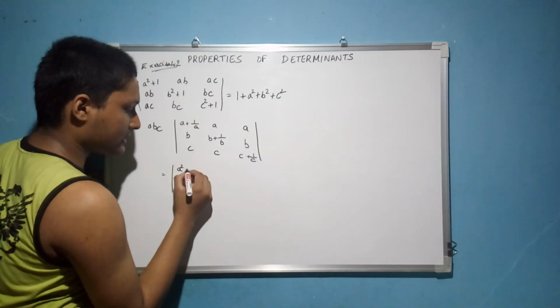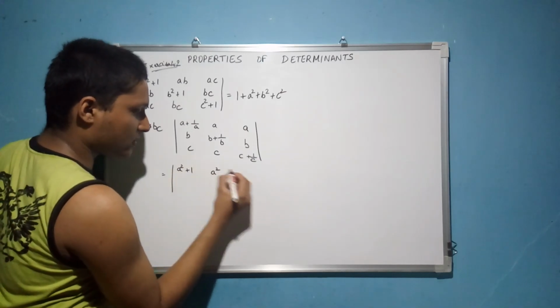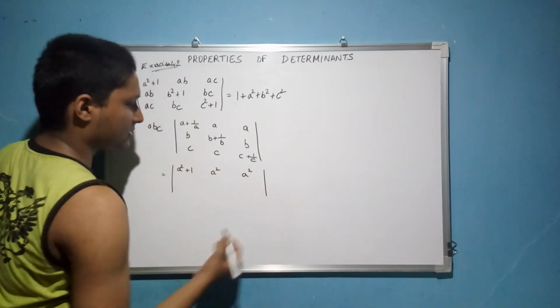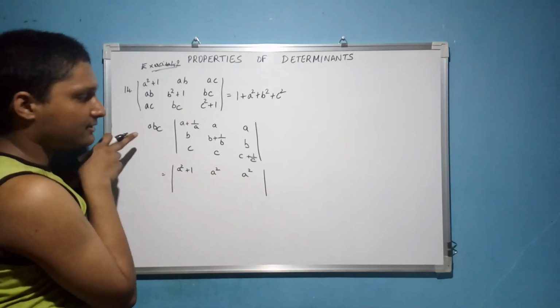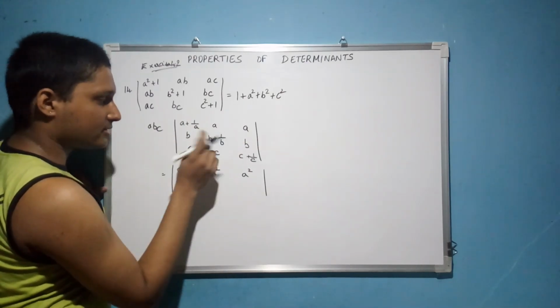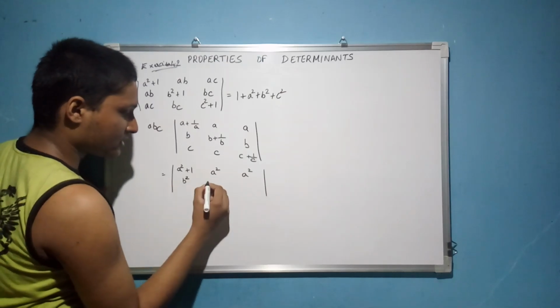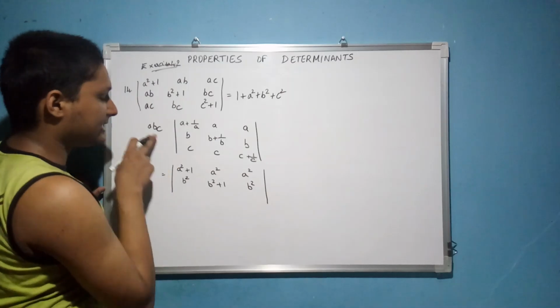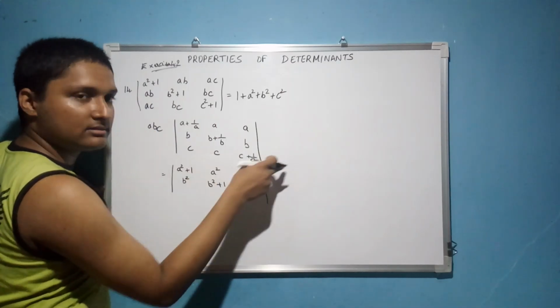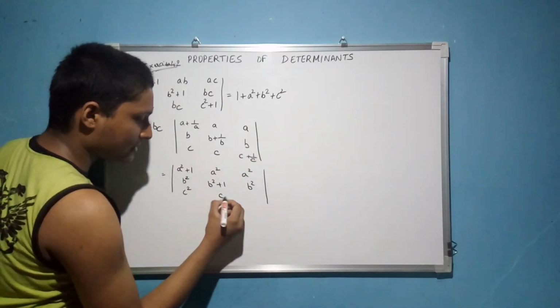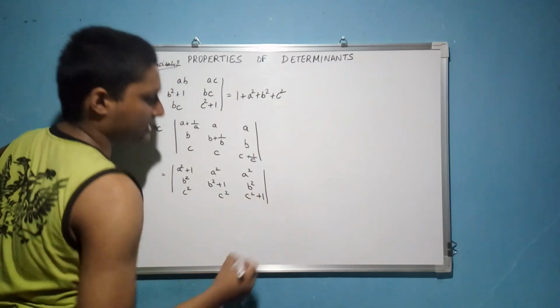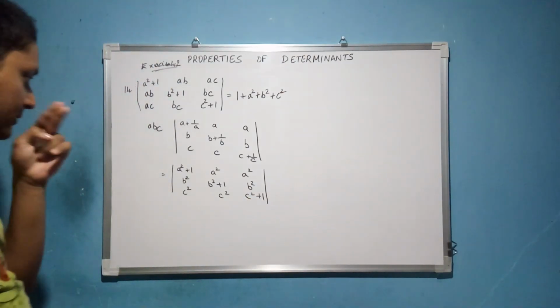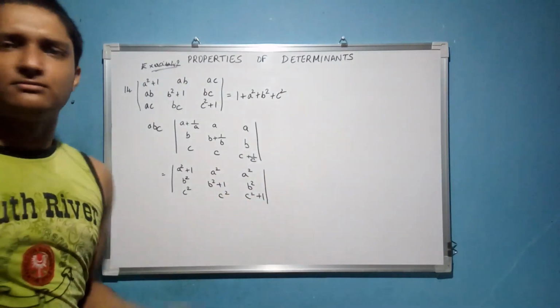That becomes a square plus 1, a square and a square. Then you have b with the second row, so it is b square plus 1, b square. Then you have c with the third row, that comes to be c square and c square plus 1. This much we got. So this is very easy to get now, right?